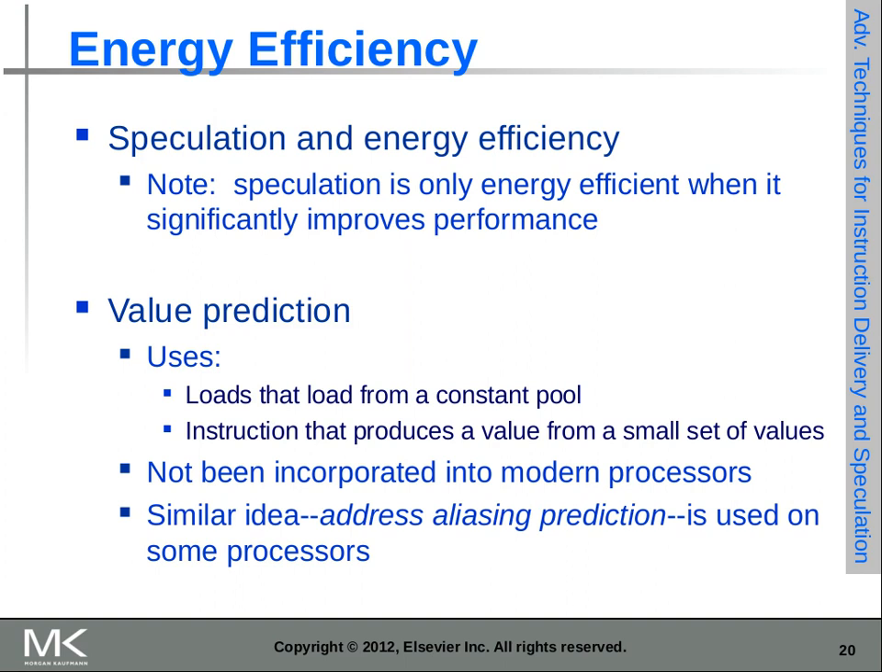Speculation is only energy efficient when it significantly improves performance. When it comes to energy, speculation is good. Value prediction: you can predict what the value is coming from a memory address, but that ends up being hard. No one does it. Because with branch prediction, it's either taken or not. With value, it's some value between 0 and 4 billion. Good luck.